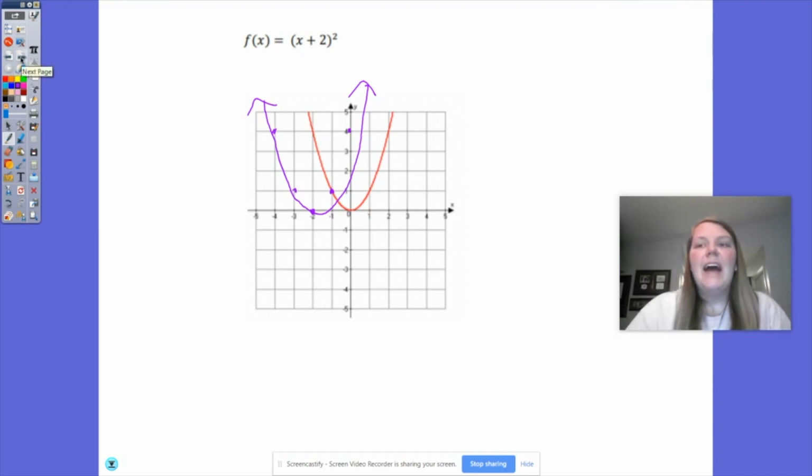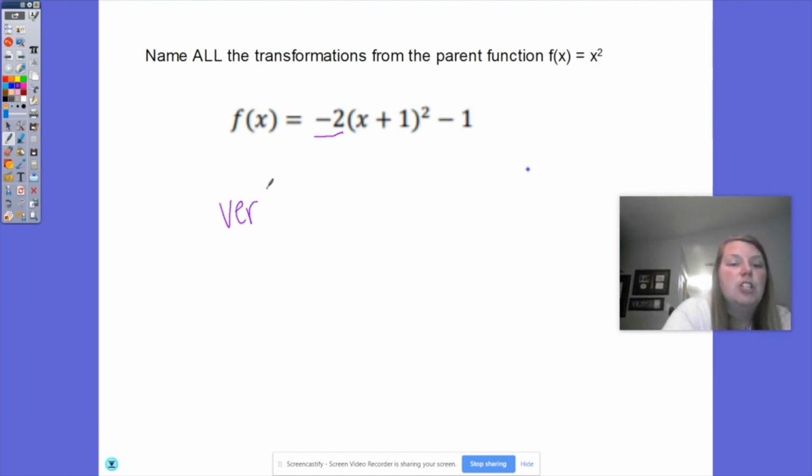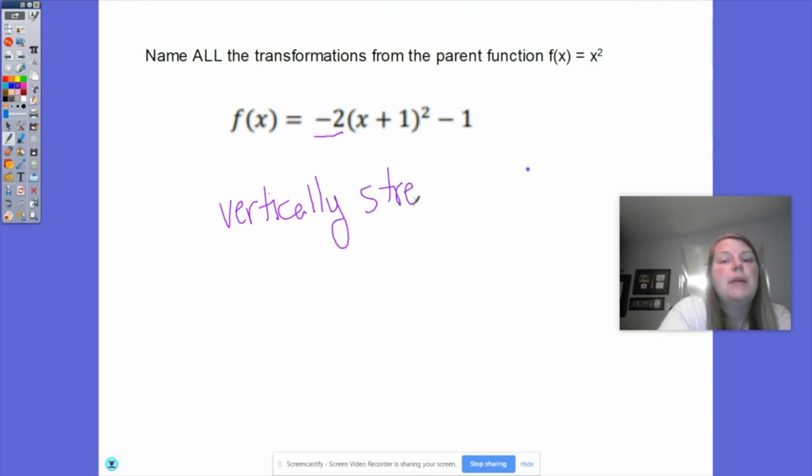All right, and then the last problem I want to look at is we just want to name all of the transformations of this function from our parent function x squared. So how are we changing from x squared to get this new function? The first thing that I notice is it's being multiplied by -2. And actually that does 2 things. One thing is it's going to vertically stretch it, because it's stretching because that number is bigger than 1. If it's a fraction smaller than 1, it's going to compress it. So vertical stretch by 2.